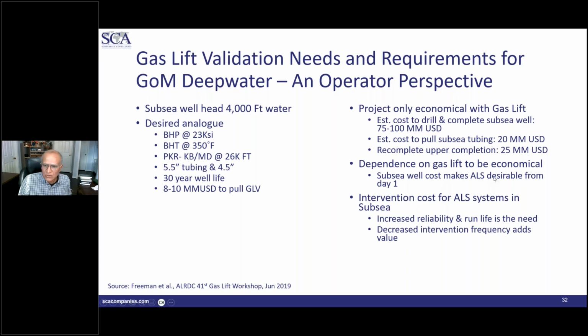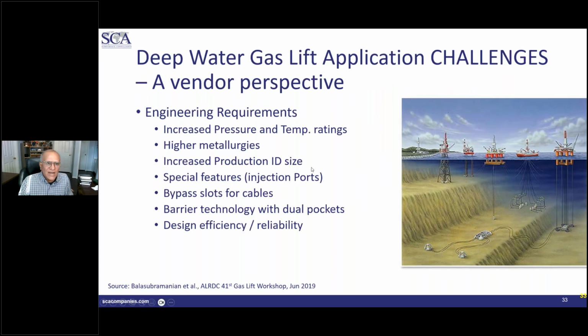Intervention cost for an artificial lift system is substantial. So they are looking at increased reliability and run life, and decreased intervention frequency. That's why gas lift shines, and that's why it is preferred in deep water. However, the traditional equipment would not work. And why? Look at the subsea well here. If it is 4,000 feet of water, bottom hole pressure, you're looking at 23,000 KSI, bottom hole temperature 350 Fahrenheit, right? They look at a 30-year well life. So with that in mind, now let's go back to the vendor side.